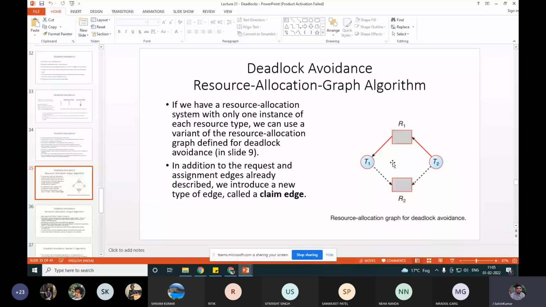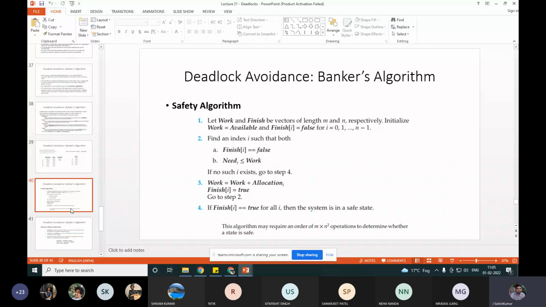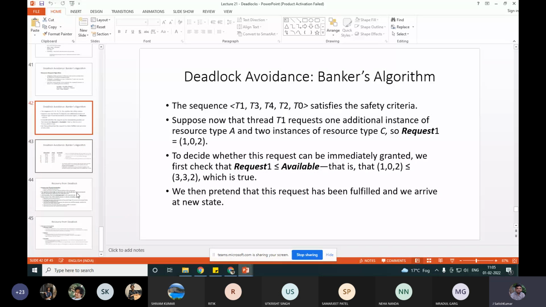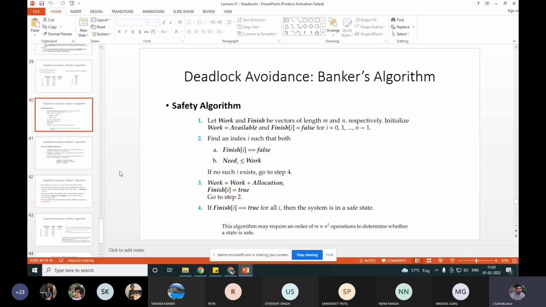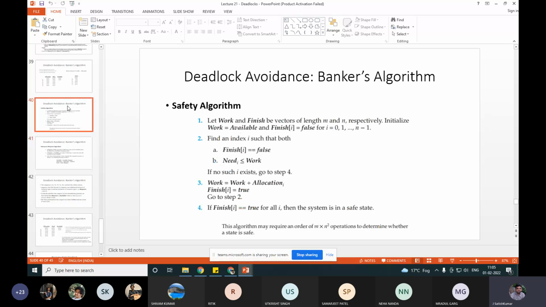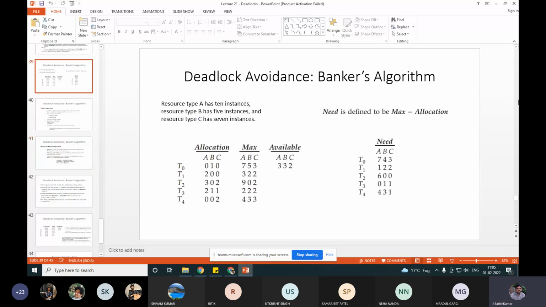This is one method. The other method is Banker's algorithm. In Banker's algorithm, we have to take care of only three steps. First you have to make sure the system is safe or not. This is the safety algorithm, and this is the request algorithm. Once you are sure that the system is safe, then you have to allocate the resources based on the need. So these are the number of instances, the allocation matrix, the maximum matrix, and the resources available.